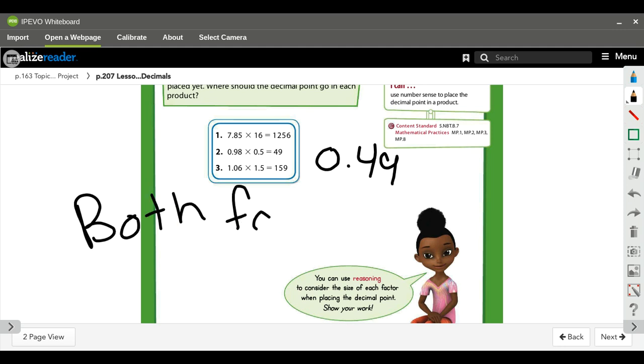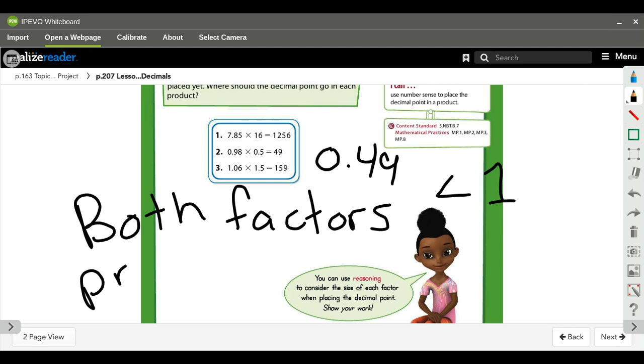So if both factors are less than 1, and this is an important thing to help with your number sense, my product is going to be less than 1. Because 98 hundredths and 5 tenths were both less than 1, my product is going to be less than 1. So again, that's something that can help us when we are determining our answers: if I have two values less than 1, then I'm going to have an answer that's less than 1. The size of the factors is going to influence the size of the product.